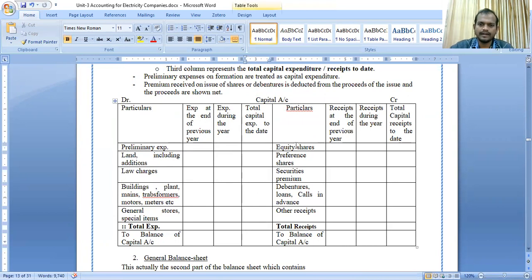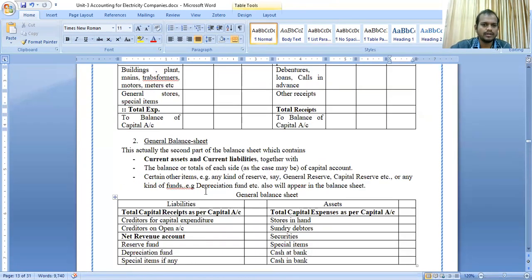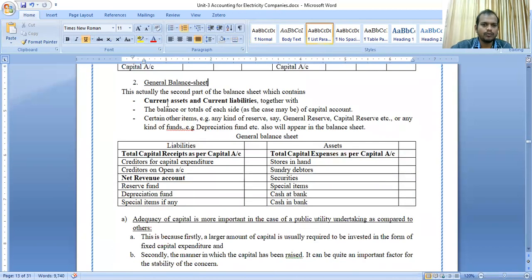Likewise, in the credit side, receipts at the end of the previous year, it means opening balances of receipts. Then receipts during the year, and capital receipts to the date, the total of these two. So this is the capital account, and a general balance sheet will record current assets and current liabilities, as well as net revenue account and other reserve funds.